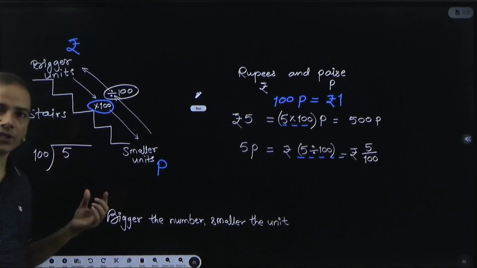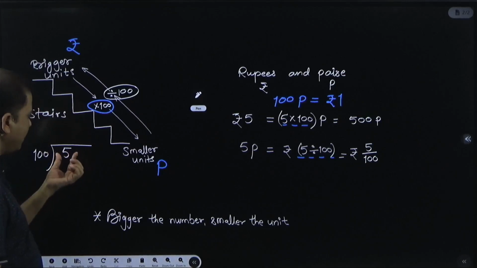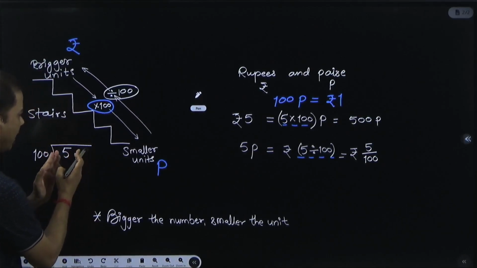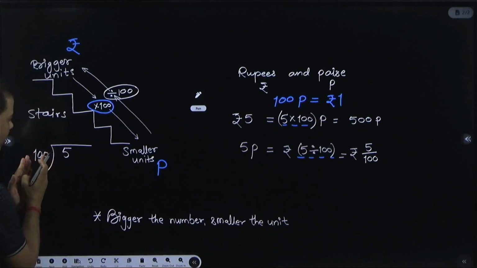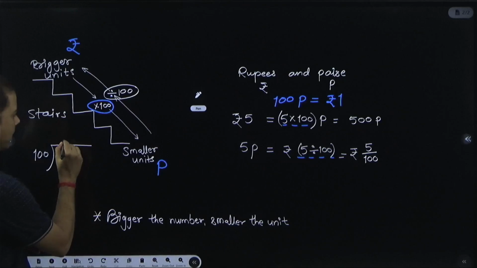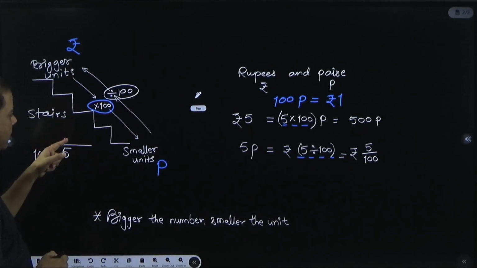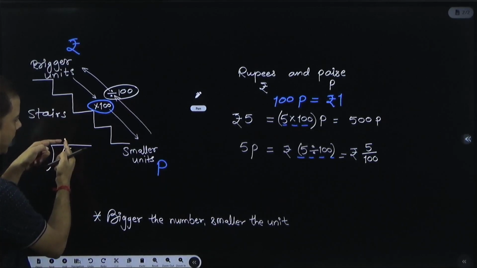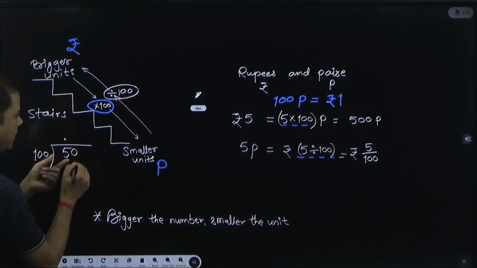Notice that 5 is a smaller number, and we cannot divide a smaller number by a bigger number, 100. So what we do is, we take a decimal in the quotient region. Here is the quotient region. In the quotient region, you take a decimal, and for that you have to take a 0 in the dividend region.